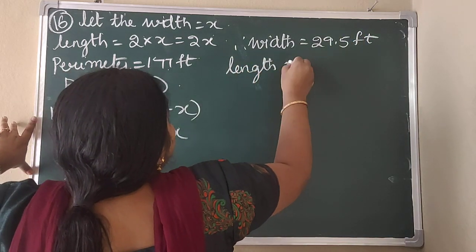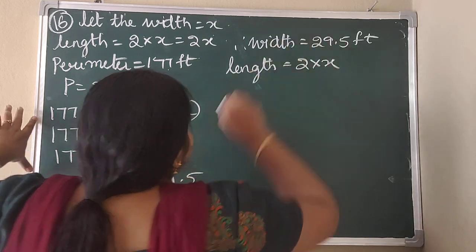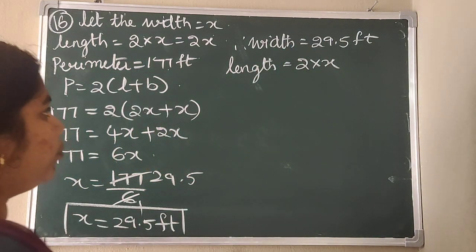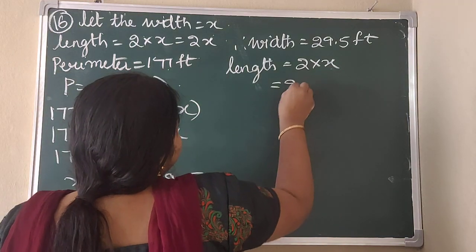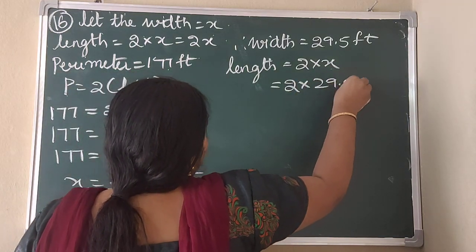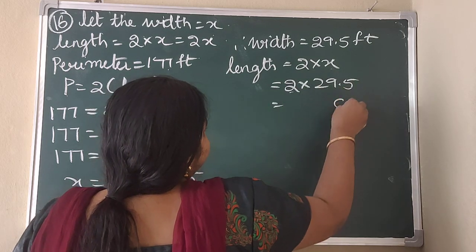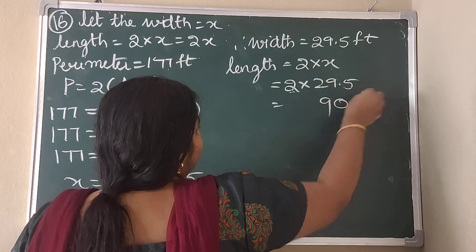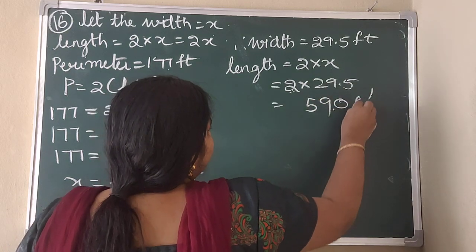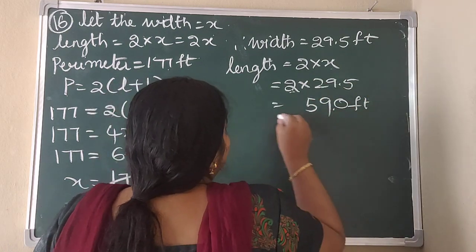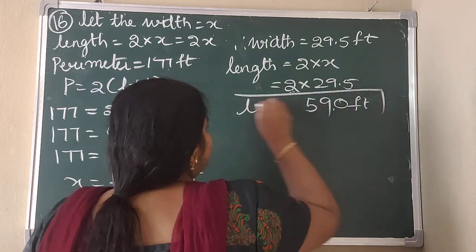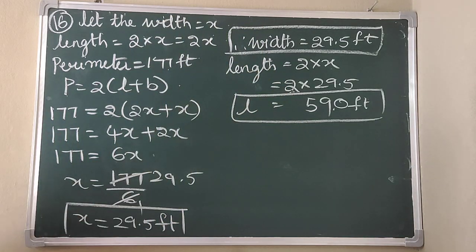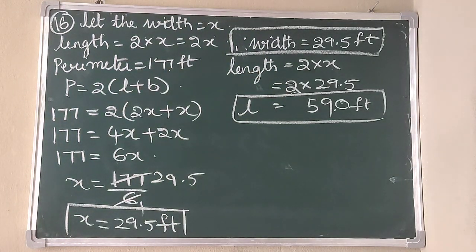Length, what they told? It is 2 times the width value. Width is nothing but x value. So x is how much here? 29.5. Just substitute here. So 2 into 29.5. So 2 5s are 10. 2 9s are 18, it will be 19. 2 2s are 4, 4 plus 1 will be 5. So it will be 59 feet. So the length value is 59 feet. And the width value is how much? 29.5 feet. So this is our 16th solution.